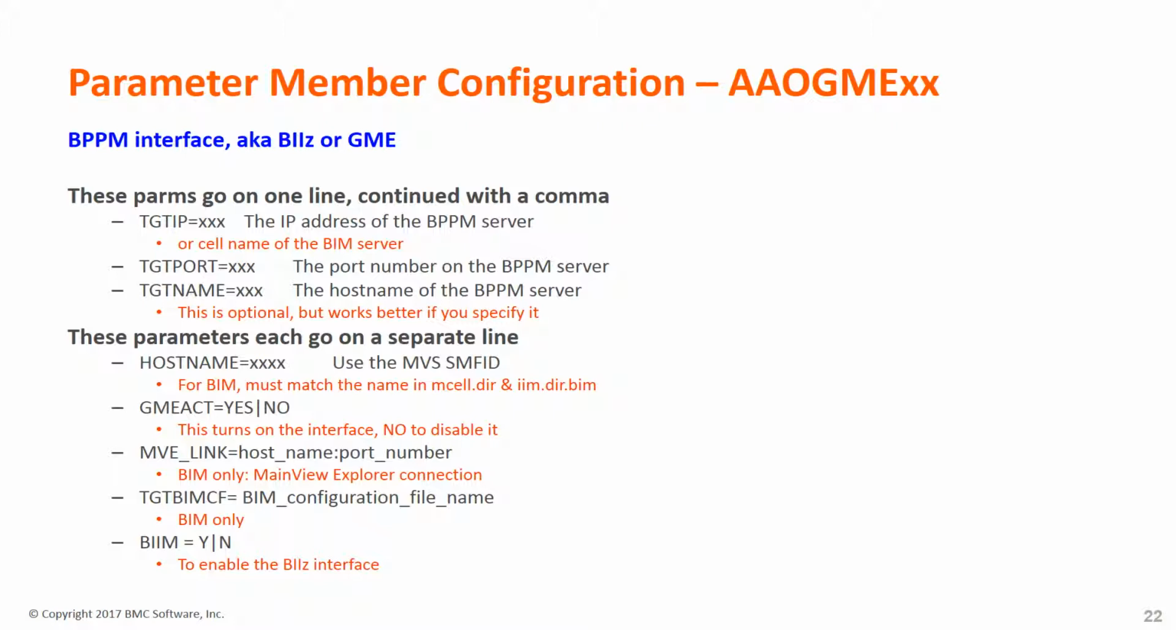We'll need to indicate GMEACT=YES to turn on the interface. Then we'll need a connection to MainView Explorer, so we'll need its host name and port number. And then we'll need to provide a configuration file for BIM. And if we want to enable the BIS interface, then we'll need to set BIM equal to YES.